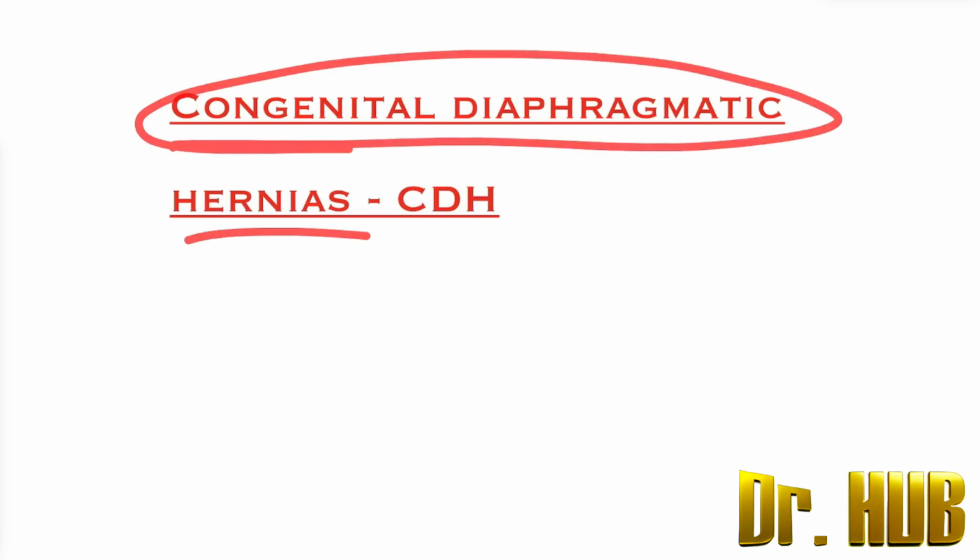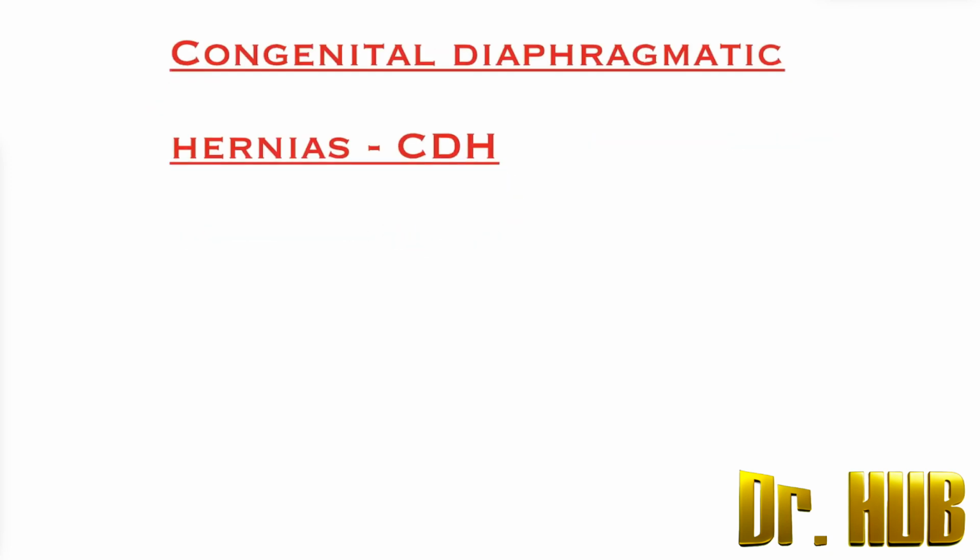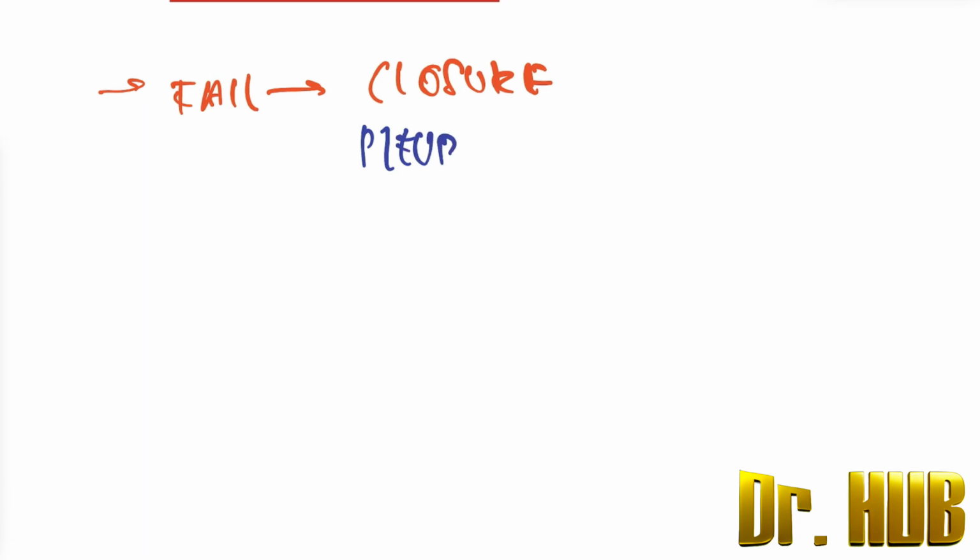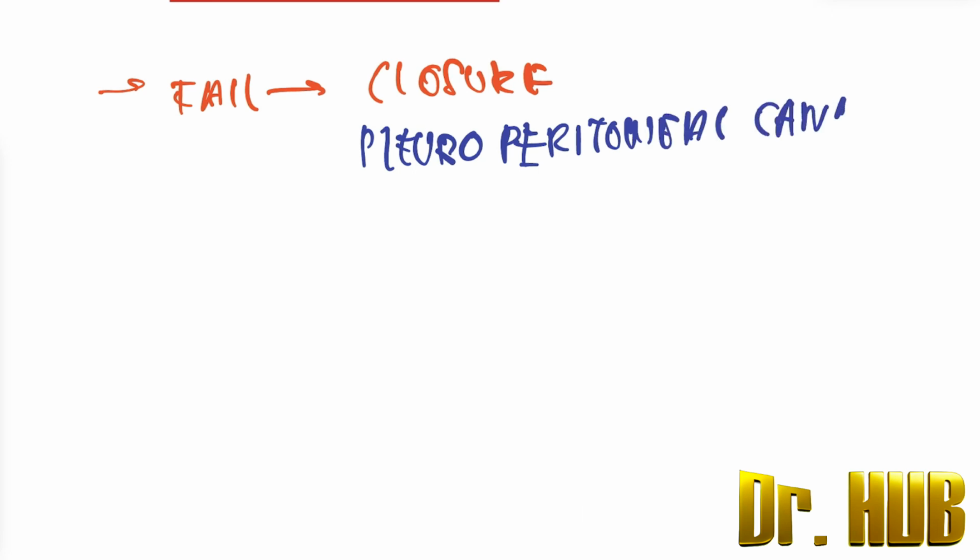Congenital diaphragmatic hernias, in short known as CDH. So what is the cause of this congenital diaphragmatic hernia? It is due to the failure of the closure of the pleuroperitoneal canal, in terms of the developing fetus.